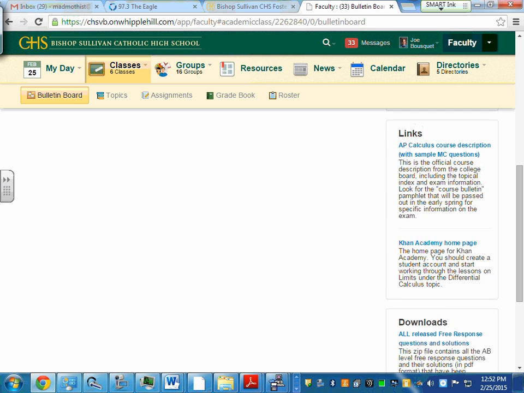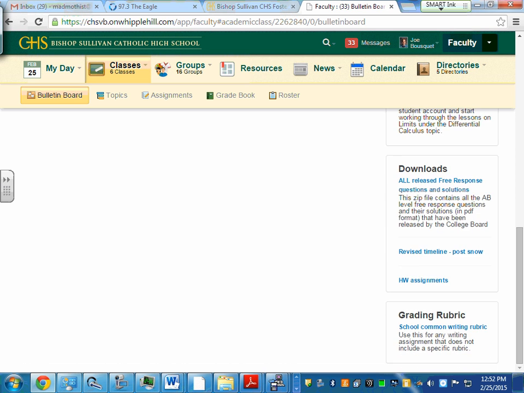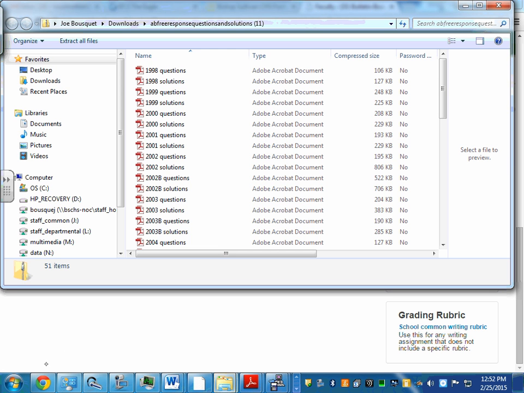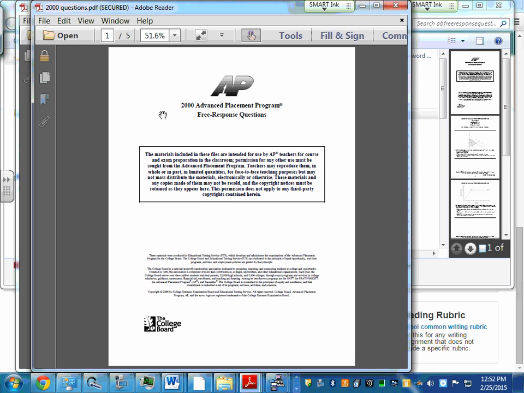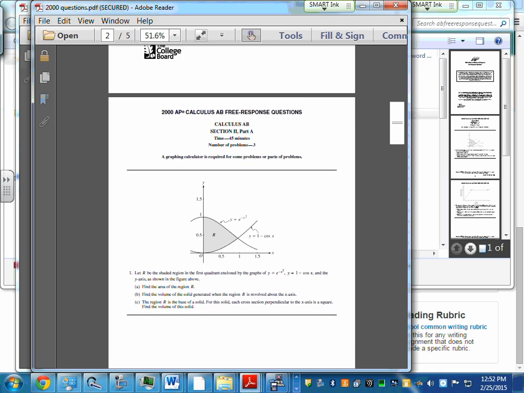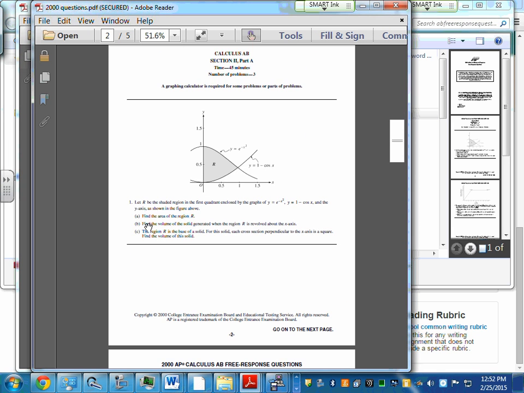Here we are. Downloads, all released free response questions and their solutions. By the way, this zip file, hopefully you can open it, has all the questions and their solutions, so you could actually go in and look at the solutions. We looked at 98. 99 we're going to do tomorrow. Let's look at 2000. Again, there's going to be an area problem here. This is a nice one to do. So try 2000.